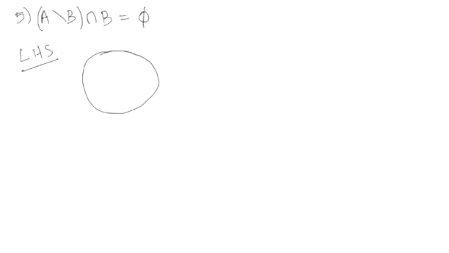So that is number 5. A set difference B intersection B is null set. Let's take the left hand side. We need a Venn diagram. So have A, have B. We already know A difference B.